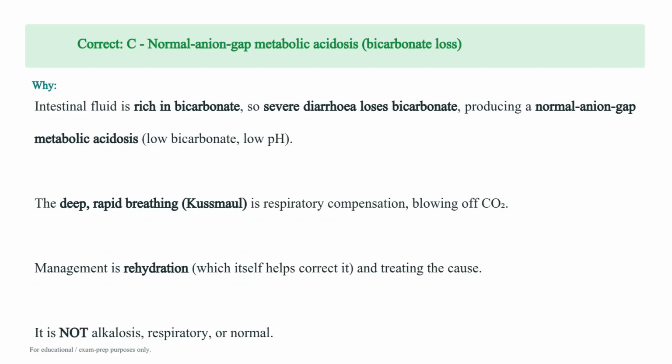The answer is C, metabolic acidosis from losing bicarbonate in the stool. Intestinal fluid is rich in bicarbonate, so severe diarrhea loses it, giving a normal anion gap metabolic acidosis with a low bicarbonate and low pH. The deep, rapid Kussmaul breathing is respiratory compensation, blowing off carbon dioxide. Management is rehydration, which itself helps correct it, and treating the cause. It is not alkalosis, respiratory, or normal.